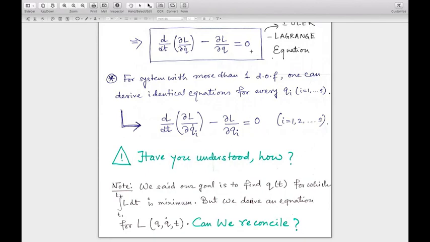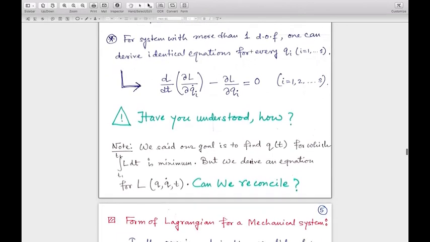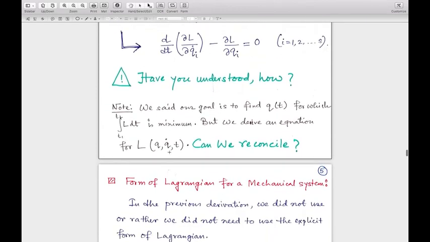So, for this lecture, I end here. In the next lecture, I will try to find a form of Lagrangian for a mechanical system.